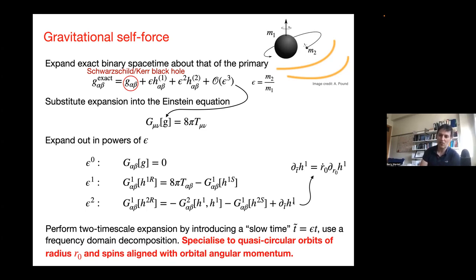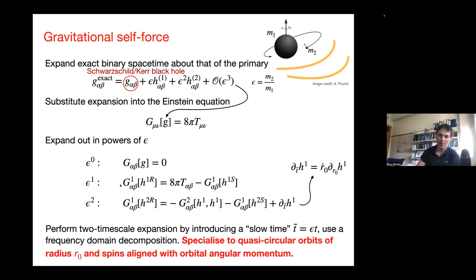For most of the rest of the talk, I'm going to specialize to the easiest case, which is the one that we've looked at so far, which is quasi-circular orbits with radius r0. And if we have spins, they would typically be aligned with your orbital angular momentum, although I'll show some slides at the end that remove that last restriction.